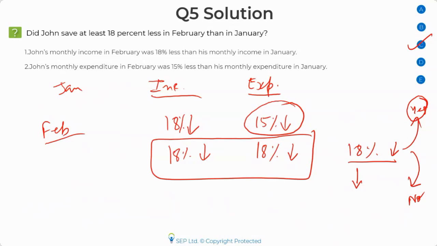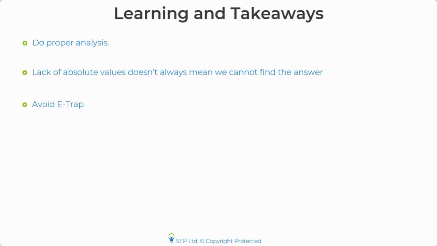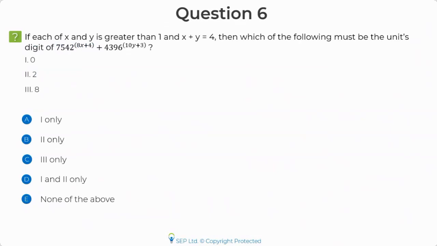Great, guys. I'm ending the poll now. So what was the learning? Do proper analysis, and remember that lack of absolute value does not always mean we cannot find the answer, and always avoid the E trap. Never fall for the E trap. So this is the final question that we have for the day. I am giving you 2 minutes to solve this question.